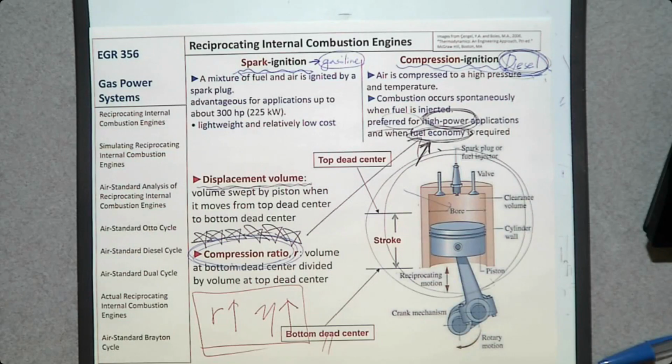So what we learn is that when we increase the compression ratio, we can achieve higher efficiency. The reason is that we can have combustion at high pressure and high temperature.